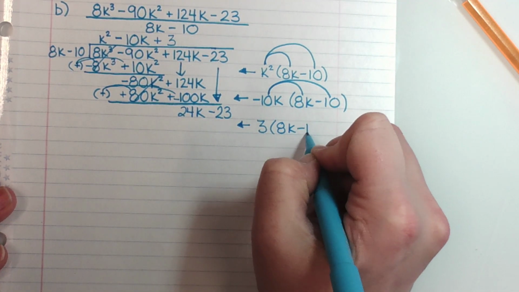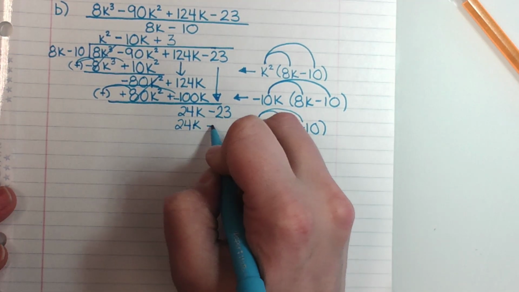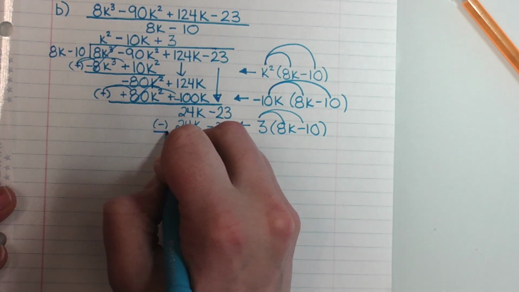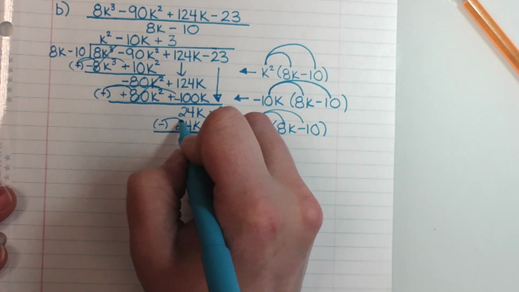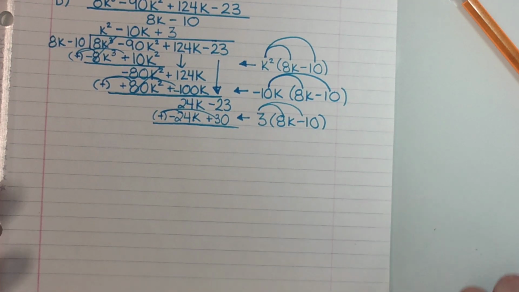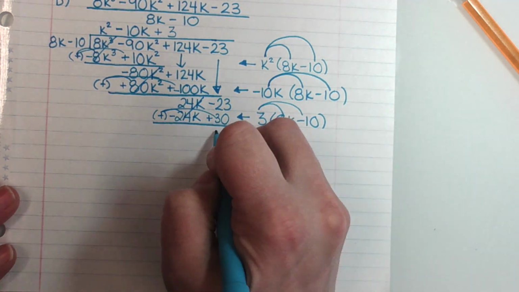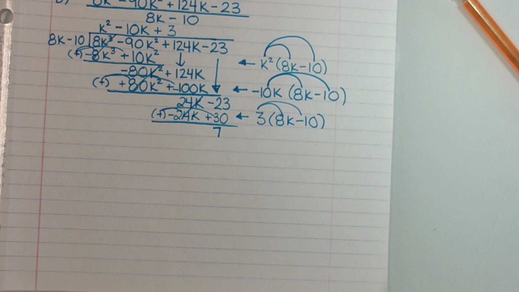3 times 8k minus 10: 24k minus 30. I subtract, and to make it easier, I'm going to distribute the negative and add. 24k minus 24k cancels. Negative 23 plus 30 is 7. Do I have any more terms to bring down? No. Now, actually, there is one other slight difference when dividing polynomials. Okay, maybe 2-ish. And that has to deal with the remainder.